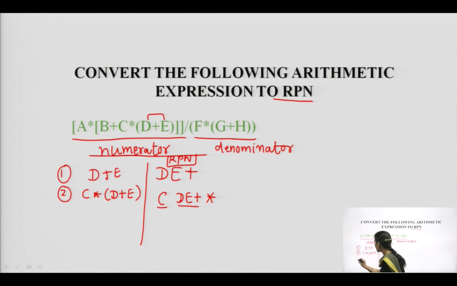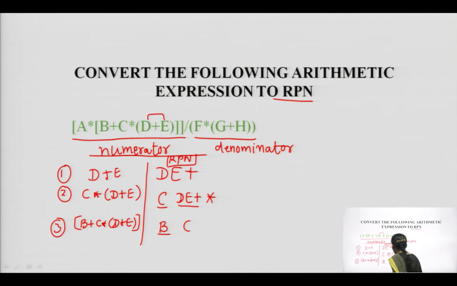will be performed between these two binary operands. In the third step, we will be solving B plus C cross D plus E. Here B will be my one operand. The second operand I have already solved in the previous step, so I will be taking the values from there only. This will be my second operand, and the plus operation I am writing afterwards.